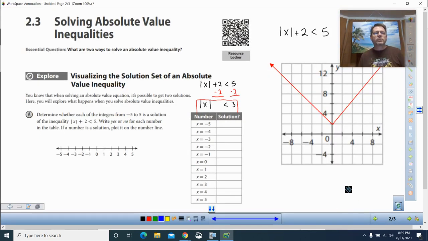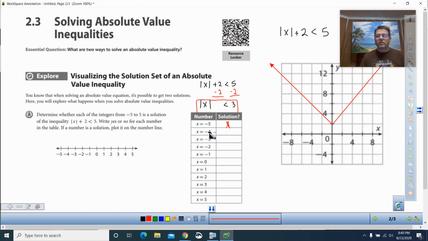So in section 3, solving absolute value inequalities, they give us this example of absolute value of x plus 2 is less than 5. One thing you could do is just set up a chart and do the whole thing. Me, being lazy but smart lazy, I just subtracted 2 on both sides once instead of doing it over and over again, and now I can simply put check marks in there. Does it work or not? Is the absolute value of negative 5 less than 3? Well, absolute value of negative 5 is positive 5, so that's a no.